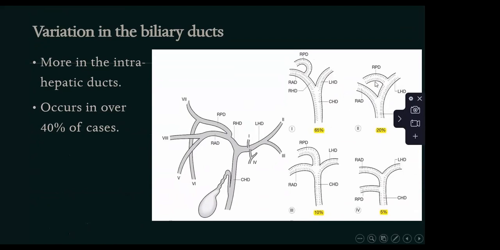The most common variant is where the right posterior duct joins the left hepatic rather than the right anterior duct. Another variant is where all the right anterior, the right posterior, and the left hepatic join together to form the common hepatic. Less commonly, the right anterior duct joins the left hepatic duct, and after that, the right posterior joins them in a common channel to form the common hepatic duct.